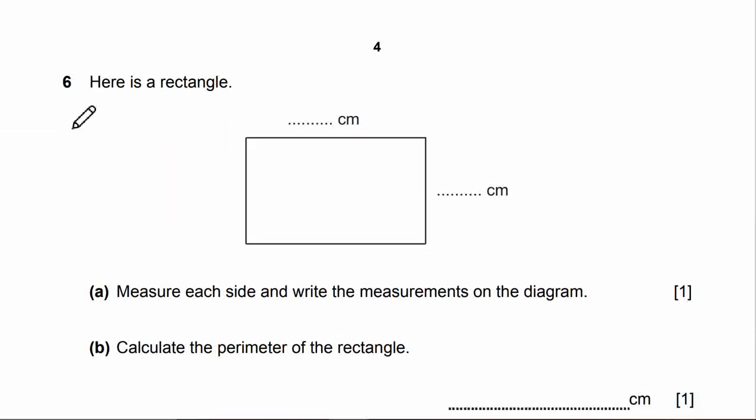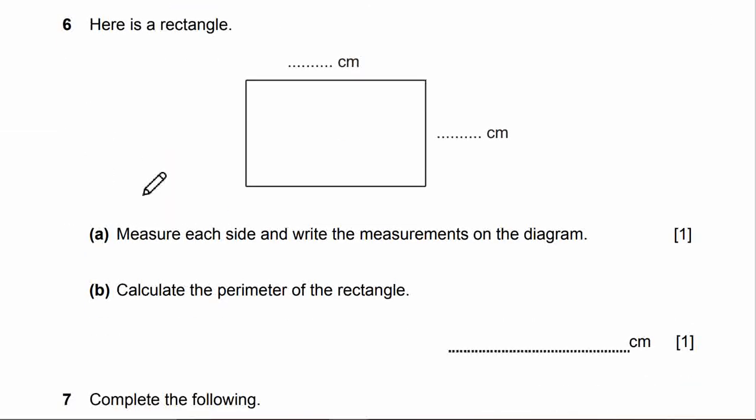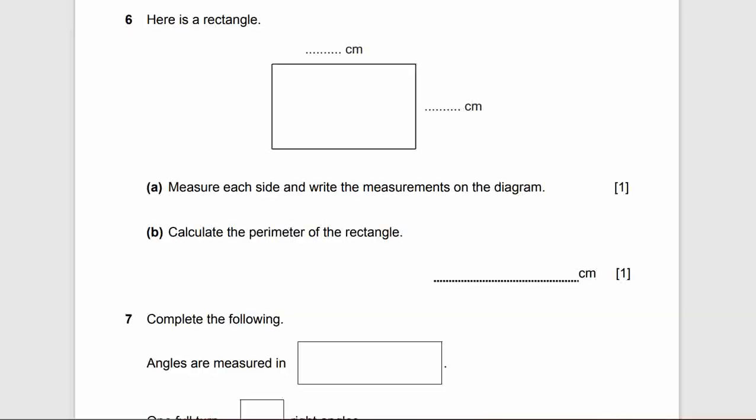So now number 6, here's a rectangle. Measure each side and write the measurements on the diagram. So we just have to measure with a ruler here. So this is the 100%. If I measure with a ruler, it will be 5 cm. And then this will be 3 cm.